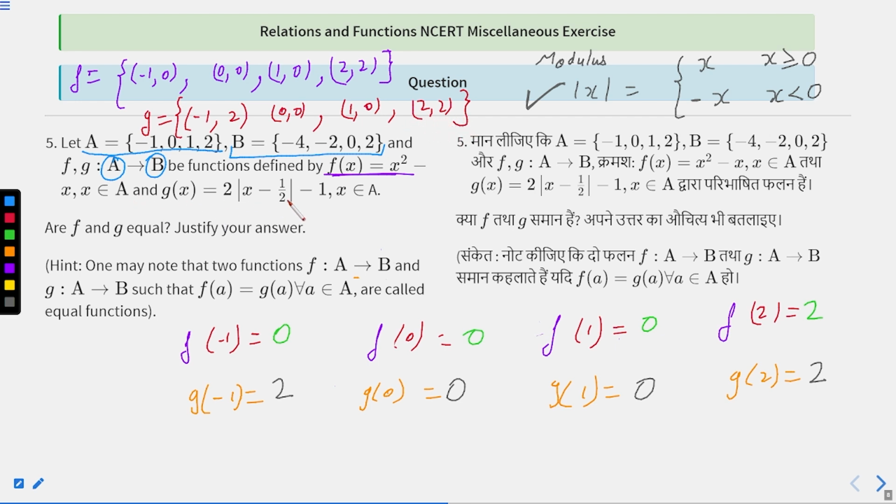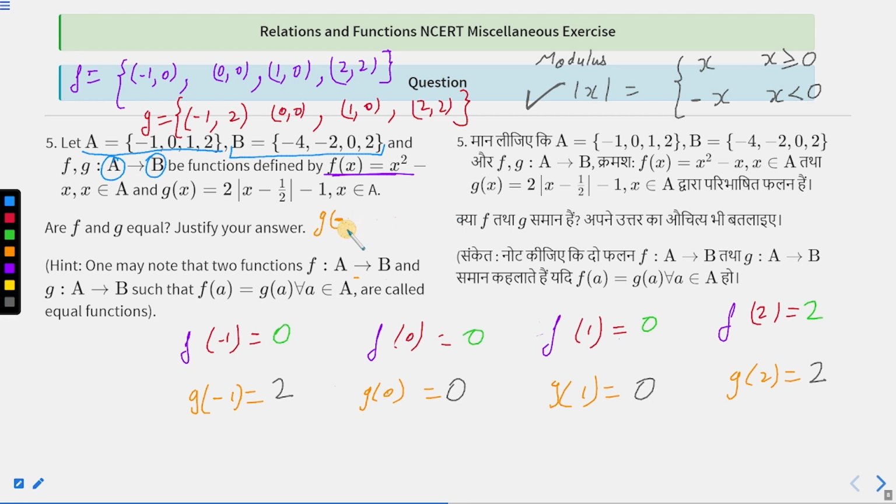So as you can see, let me calculate once again the value for G of -1. Okay, so G of -1 will be what? G of -1 will be 2 times (-1 minus 1) by 2 minus 1. This will be what? -3 by 2, -3 by 2. This means 3 minus 1, which will be just 2.